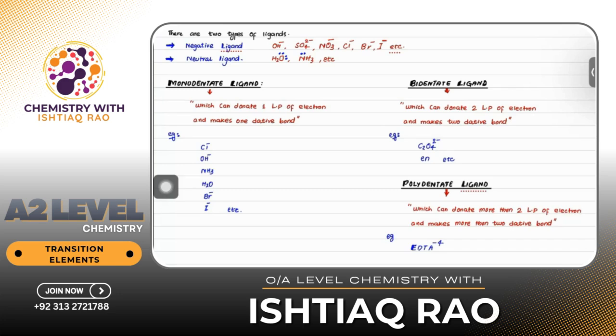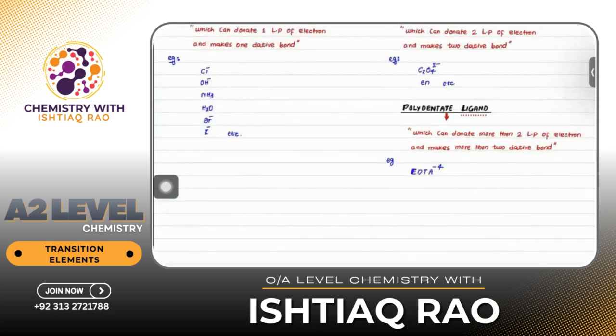Then I told you about the polydentate ligand. What is a polydentate ligand? One which can donate more than two lone pairs of electrons. It may have three, four, five, or six. In fact, EDTA is going to have six lone pairs of electrons. So that's why I'm saying that it's in the category of a polydentate ligand. This is the structure of EDTA. Let me draw the structure of EDTA.